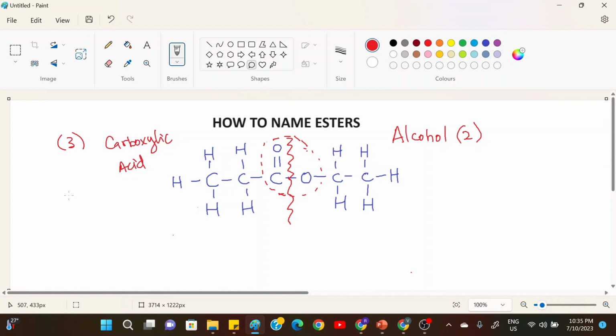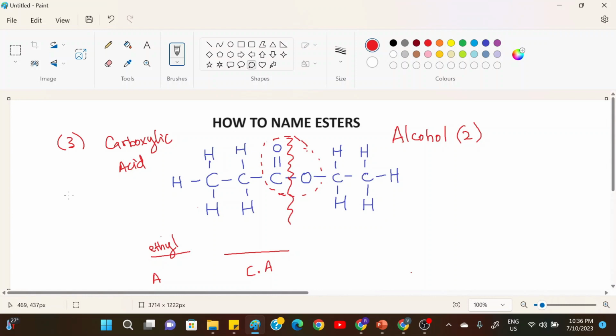Now let's deduce the name of the ester. The name of an ester consists of 2 parts. The first part is derived from the alcohol, the second part is derived from the carboxylic acid. Since the alcohol in this compound has 2 carbons, the first part of the name of the ester starts with ethyl.